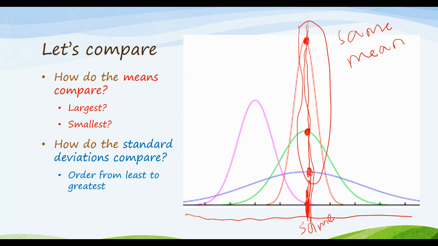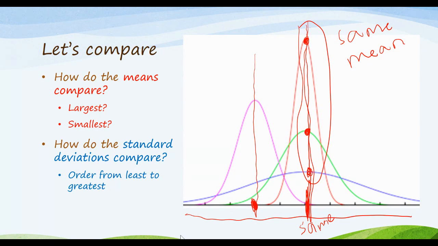So the largest mean would be the red, green, and blue, because they all have the same. And then notice your smallest mean would be this purple here, because again, you're not going by how high it is, you're going by the point down here. So that's a lower number here at the purple compared to the numbers that we saw.